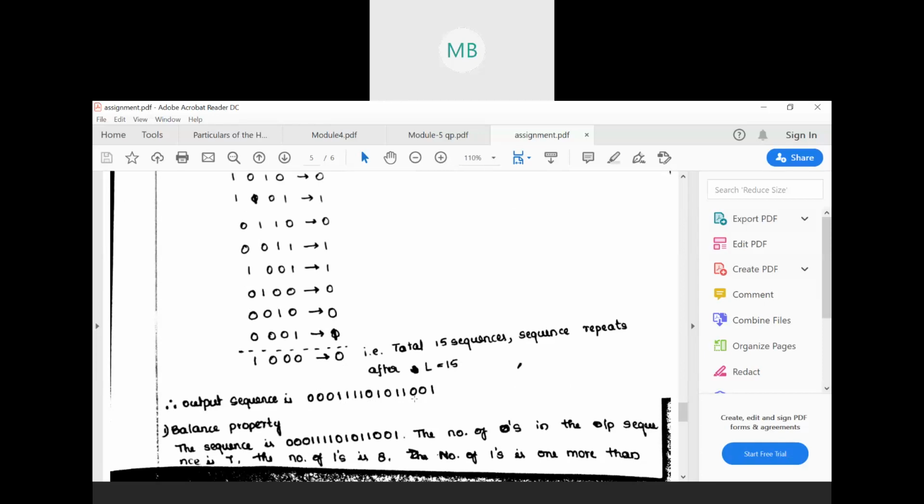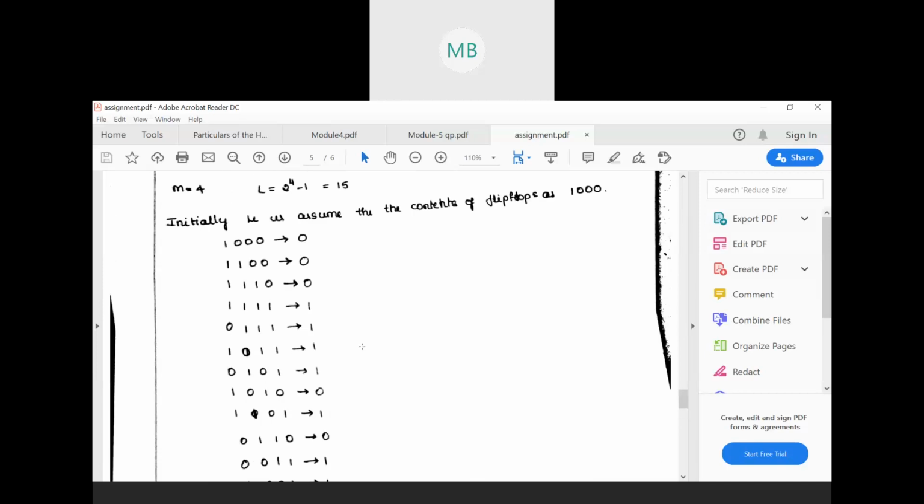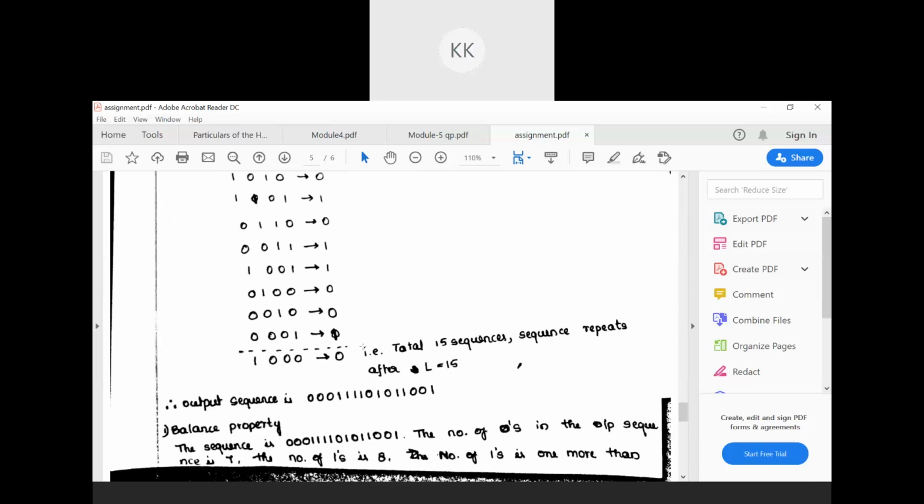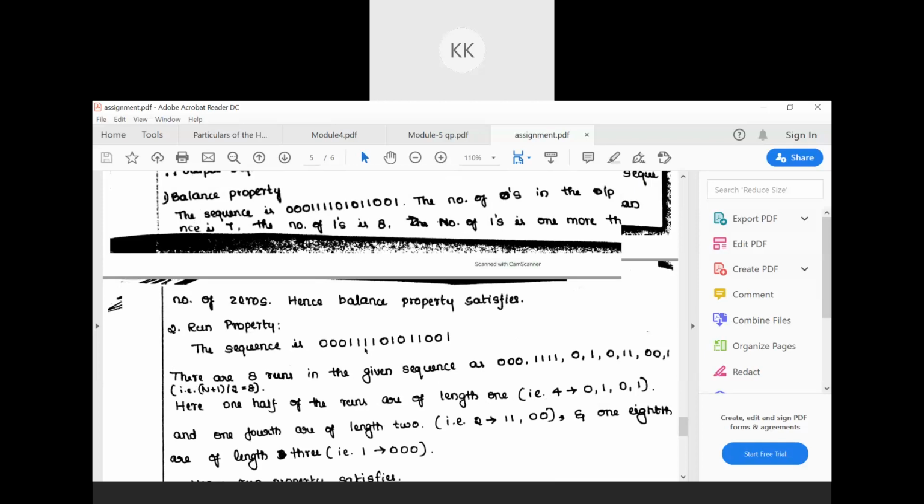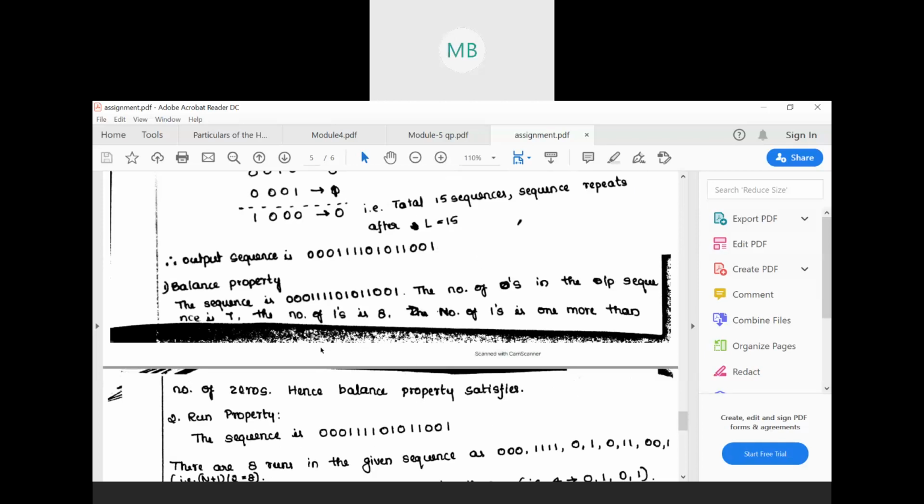All of you understood this method? Please respond. Yes, sir. Okay.